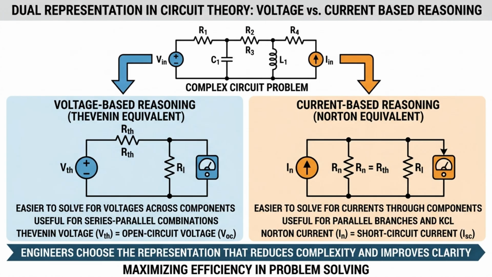This dual representation is extremely useful in circuit theory because some problems are easier to solve using voltage-based reasoning, while others become simpler using current-based reasoning. Engineers choose the representation that reduces complexity and improves clarity.